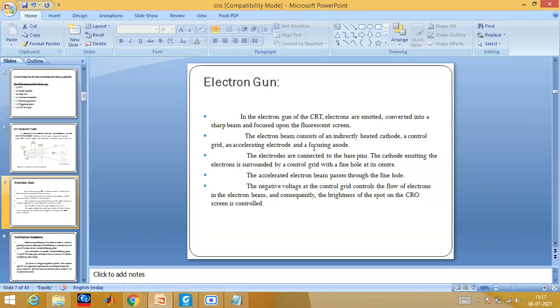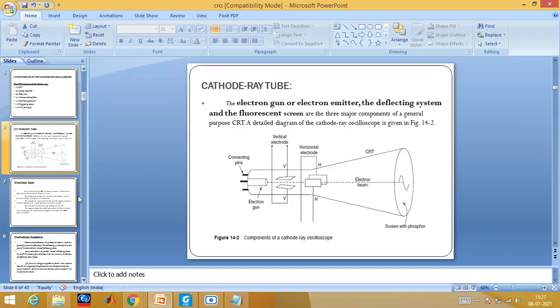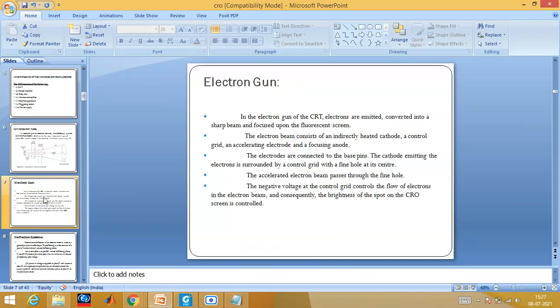It produces a sharp beam and focuses it upon the fluorescent screen. In the CRT, where the electrons are emitted and converted into a sharp beam, that is the function of the electron gun. The electron gun consists of an indirectly heated cathode. You can see here, these are the cathode pins. So it is indirectly heated, and a control grid accelerates your electrons, with a focusing anode. The electrodes are connected to the base pins, and the cathode emitting the electrons is surrounded by a control grid with a fine hole at its center, through which your electrons will pass.